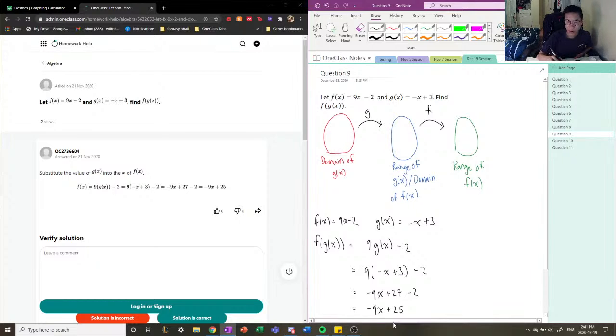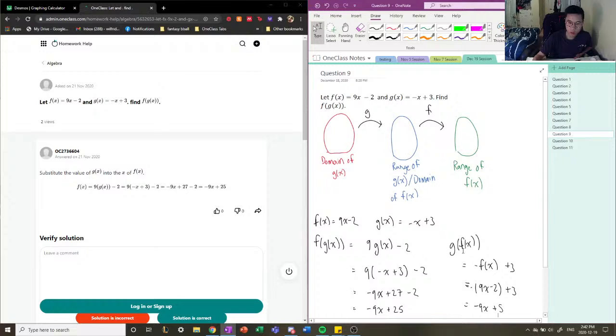Because the range of g of x becomes the domain of f of x, the entire g of x function is plugged into our independent variable for f of x. If it was the other way around, for example g of f of x, we would write negative f of x plus 3, or 9x minus 2 with a minus sign, plus 3, and we would get negative 9x plus 2 plus 5, right?